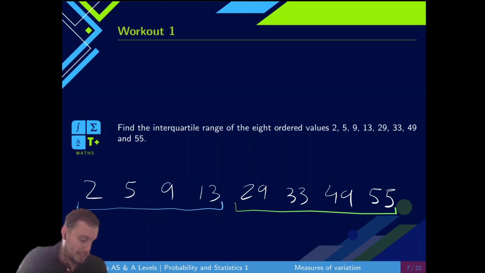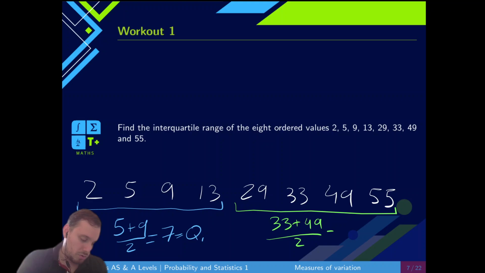So for this lower half, we will take the 2 central values, which are 5 and 9. We add them up and divide by 2. That will give us 7. So this 7 is our quartile 1. And then for the second half, we again take the 2 central values, 33 and 49. We add and divide by 2, and this operation gives you 41. And this will be our quartile 3.